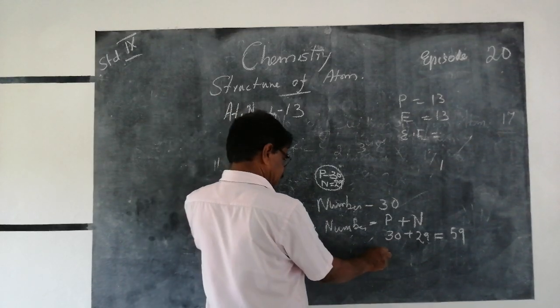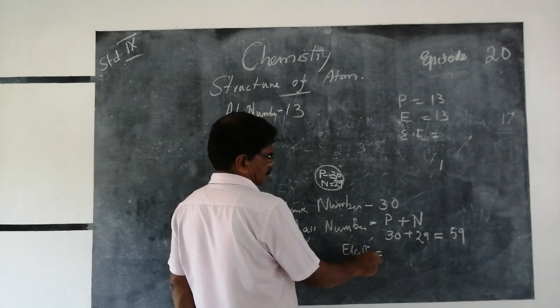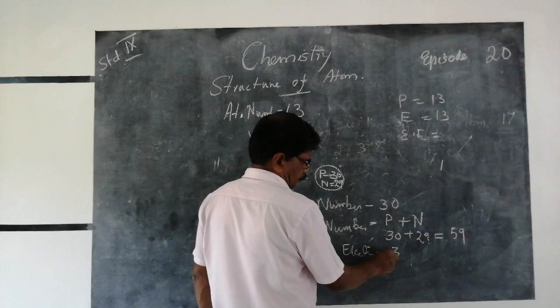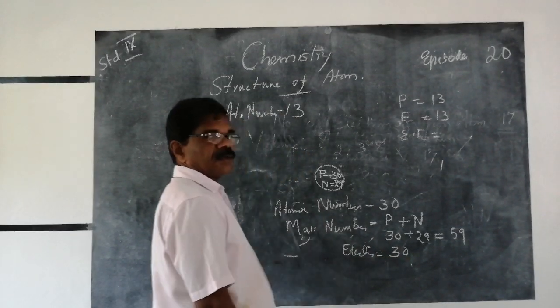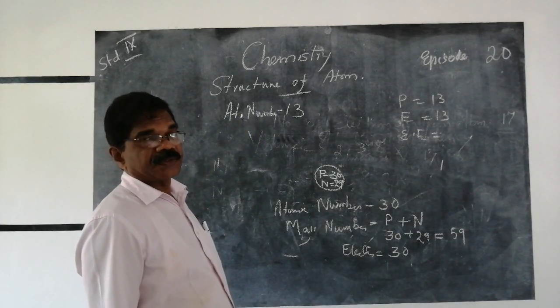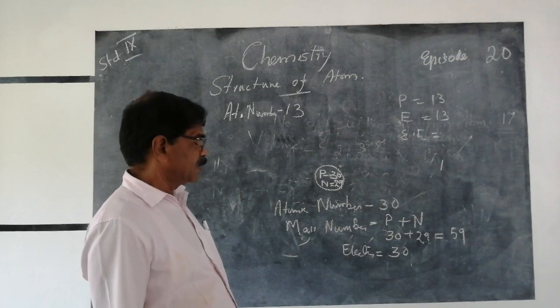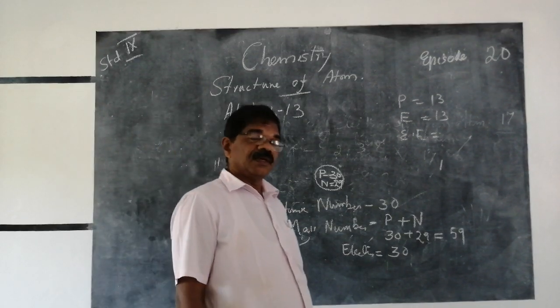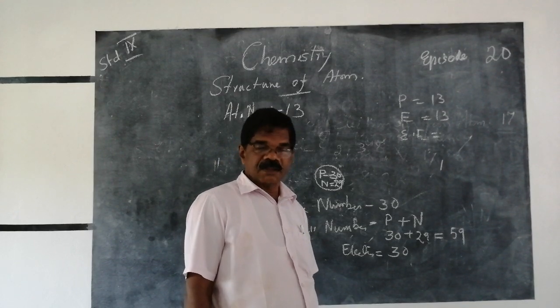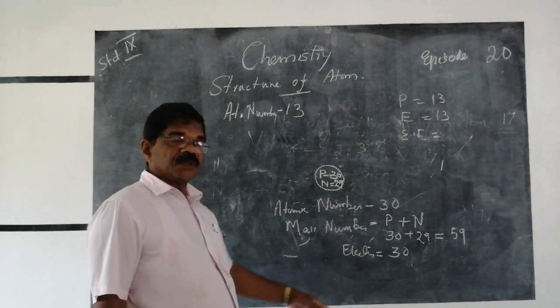What is the number of electrons? How can we find that out? In every atom, protons and electrons are always equal. Then you can also write the electron configuration.